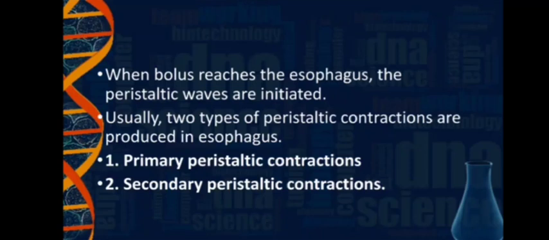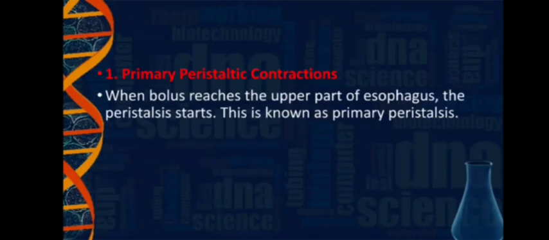Mainly, it exhibits two types of peristaltic movements: primary peristalsis and secondary peristaltic contractions. Primary peristaltic contraction: when the bolus reaches the upper part of the esophagus, the peristalsis starts. It is known as primary peristalsis. As soon as the food enters the esophagus, the upper esophageal sphincter contracts, preventing the regurgitation of food into the mouth. Gravity does not play a major role in this process. At the same time, the wave of peristalsis moves at a speed of 2 to 4 cm per second. As the wave reaches the lower esophageal sphincter, it relaxes and allows the bolus to easily enter the stomach.